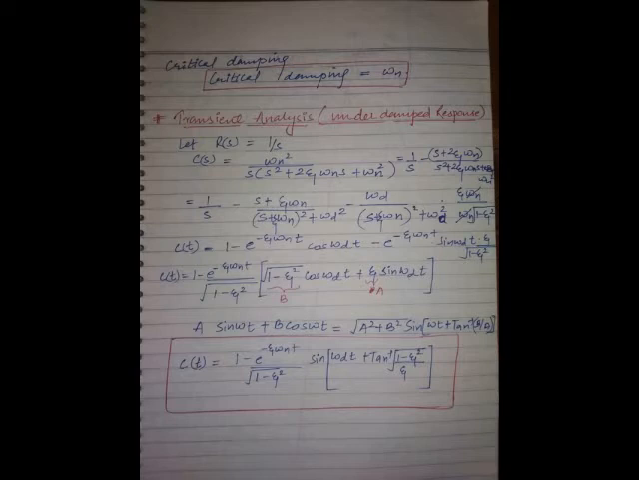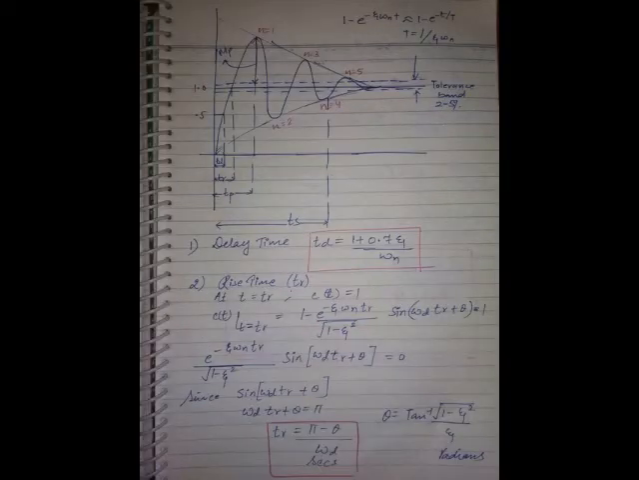Since sine of omega d tr plus theta only is becoming 0, this implies omega d tr plus theta value is pi. So tr will become pi minus theta by omega d. This is the expression to calculate rise time.